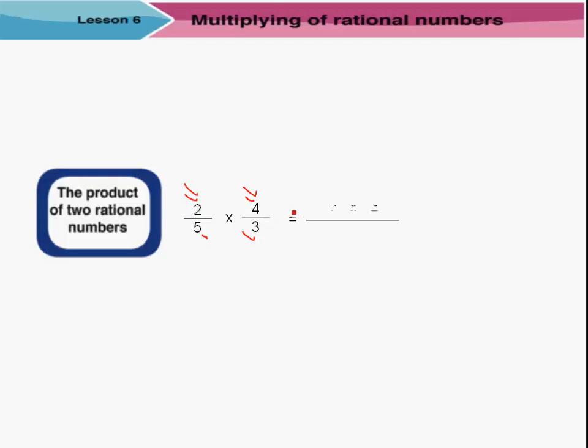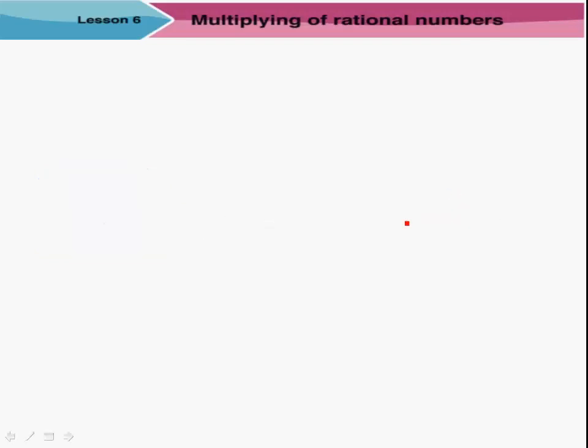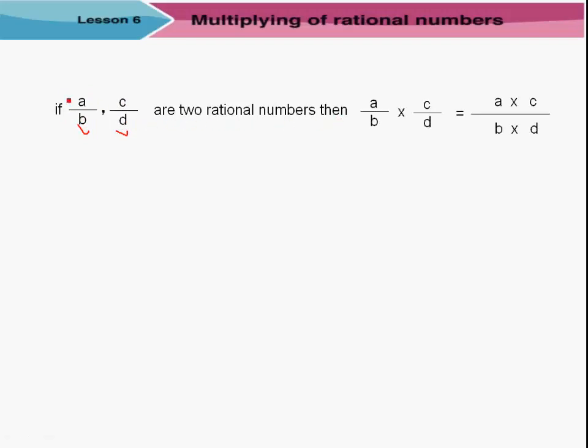Multiplying the numerators, which is 2 times 4, and the denominators, 5 times 3. So this equals 8 over 15. This is the simplest form. If A over B and C over D are two rational numbers, then A over B times C over D is equal to A times C over B times D.